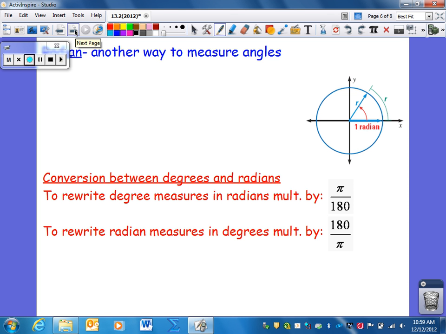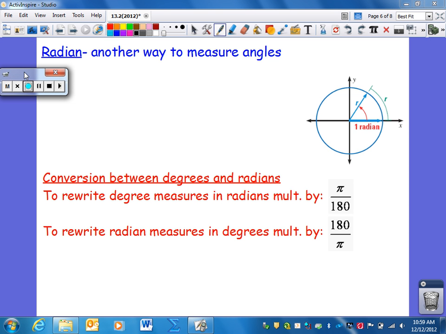All right, last thing we've got to talk about is radians. That's my definition of a radian. It's another way to measure angles. The book gives you a formal definition, and I'll talk about it with the picture that I have on the sideboard here.